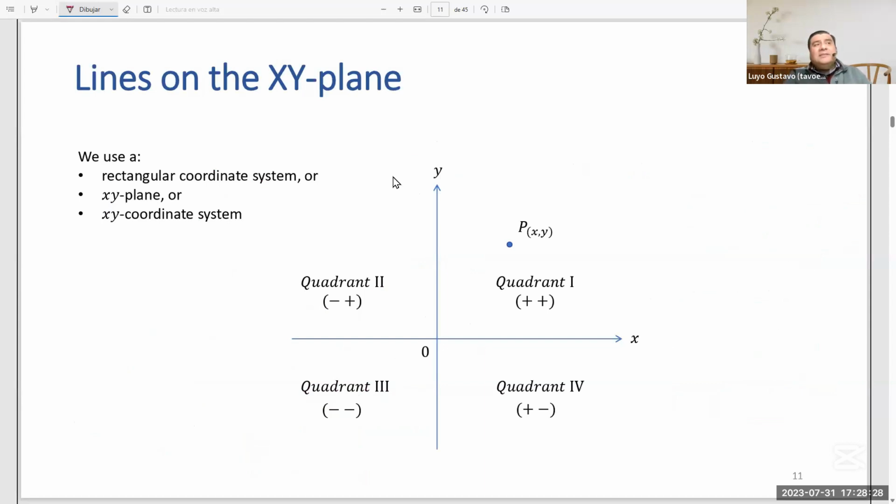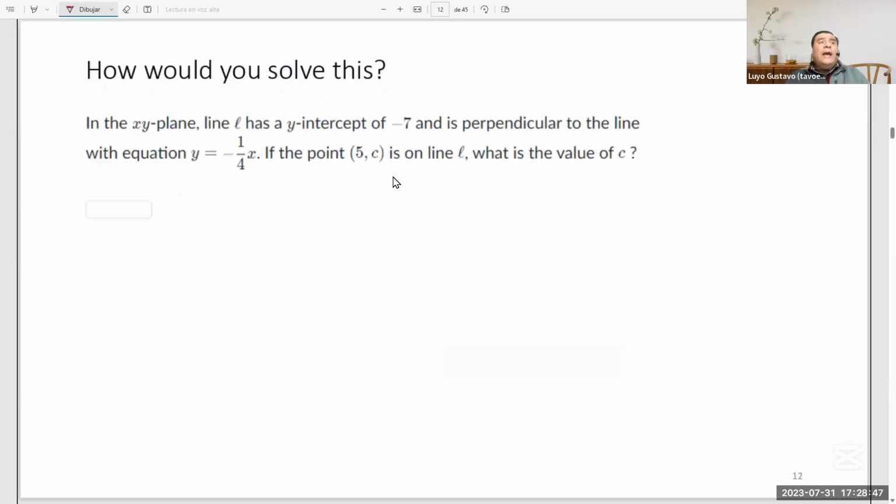You know, this is the XY plane with its division in 4 sections or quadrants, right? And we define the signs in this way: horizontal axis, this direction, positive, negative, positive, negative. When we have a question like this, how would you solve this? In the XY plane, line L has a y-intercept of -7 and is perpendicular to the line with equation y equals -1/4x. If the point 5, C is on line L, what's the value of C?